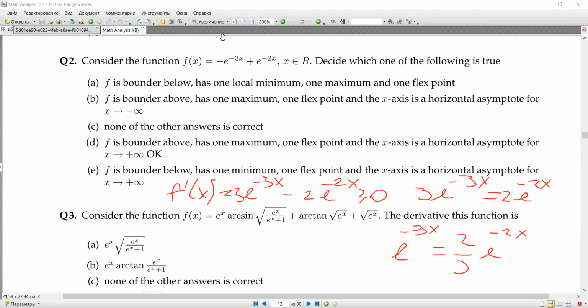And so is this function bounded? Is it bounded? If it is bounded, is it bounded above or bounded below? Or why is it bounded above? Kamala?